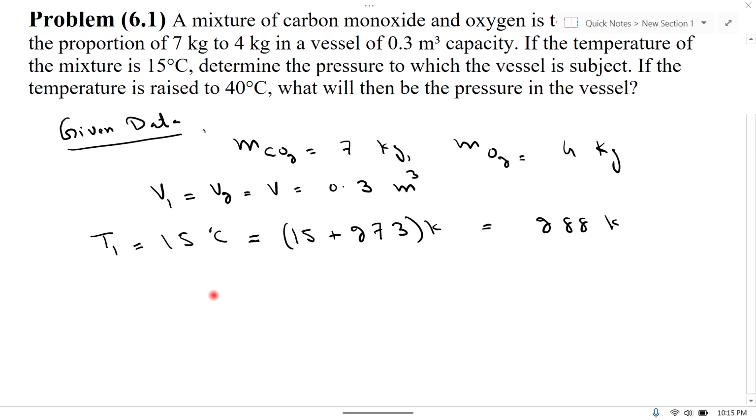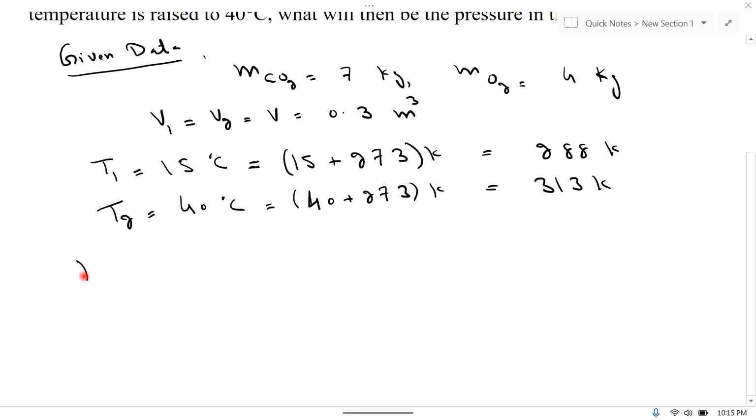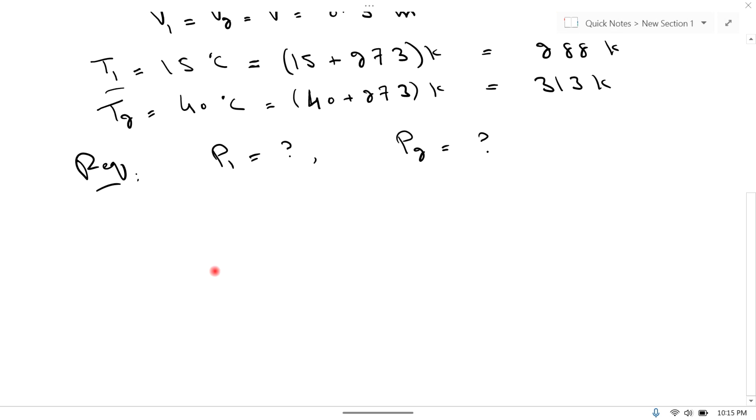Now if the temperature is raised to 40 degrees centigrade, the final temperature is 40 degrees centigrade. Convert this into Kelvin. So 40 plus 273 Kelvin, which is equal to 313 Kelvin. Required is to find the pressure at temperature T1, which is P1, and the pressure at temperature T2, which is P2. So find P1 and P2.